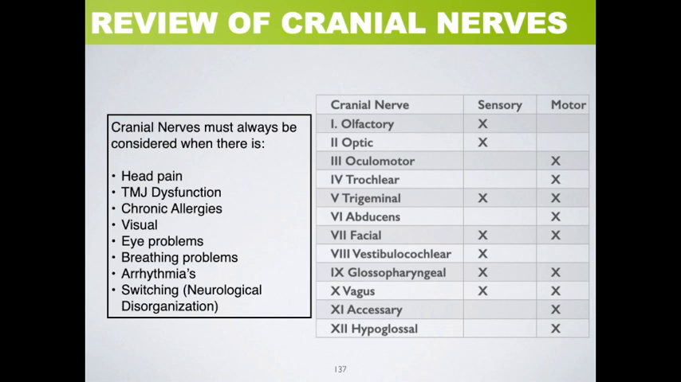So this has the 12 cranial nerves and a little chart that shows there are three that are sensory only. And see, there's 1, 2, 3, 4 that are motor only. So the rest are all mixed motor and sensory.